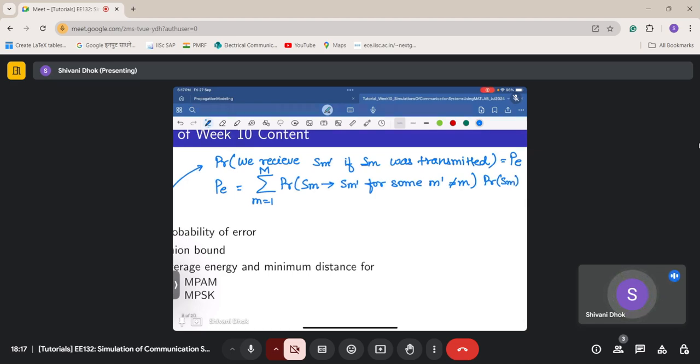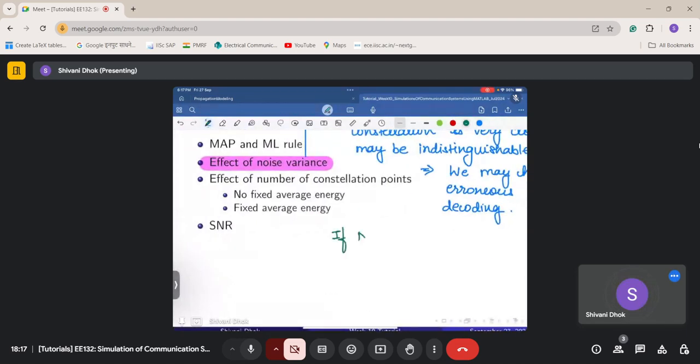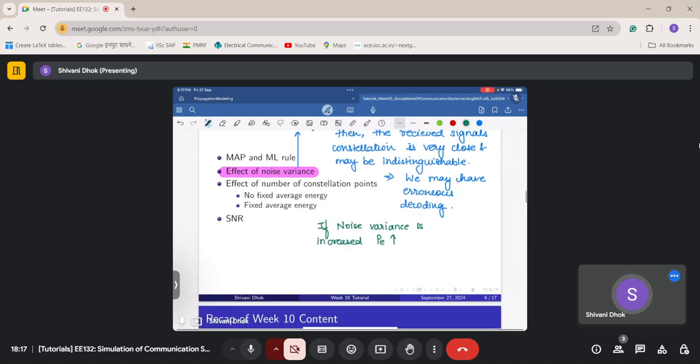So we said that if my noise variance is increased, probability of error increases. That is, we have more erroneous decoding, or we have a lot of decoding errors.